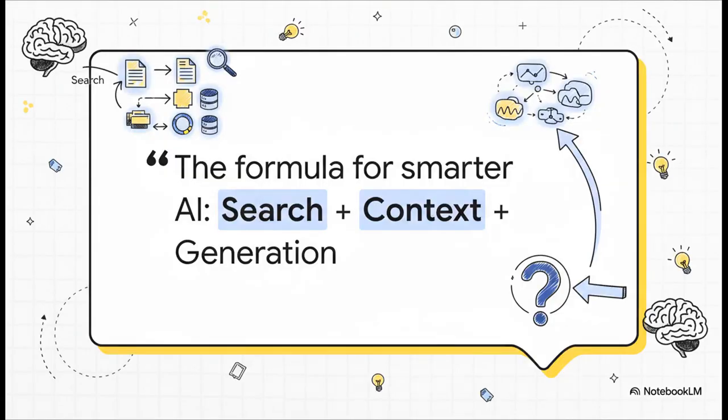So let's bring it all home. The big takeaway is this. The path to smarter, more reliable AI isn't just about building bigger and bigger models. It's about cleverly connecting those models to the right information at the right time. And that's the power of that simple formula. Search plus context plus generation.